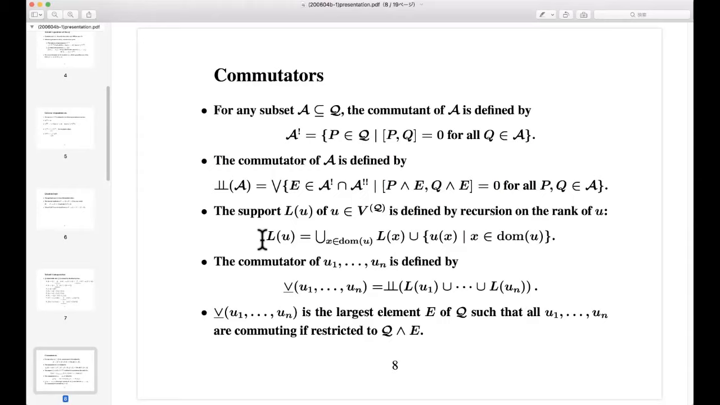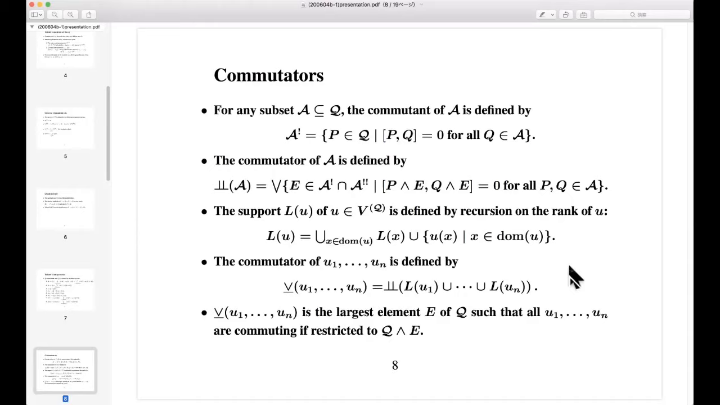UX is an element of quantum logic. So LU is, roughly speaking, the set of all the elements of the quantum logic which is used to construct U from the lower rank of the universe. Then the commutator of U1 to UN is defined by the commutator of the set union of the LU1 to LUN.